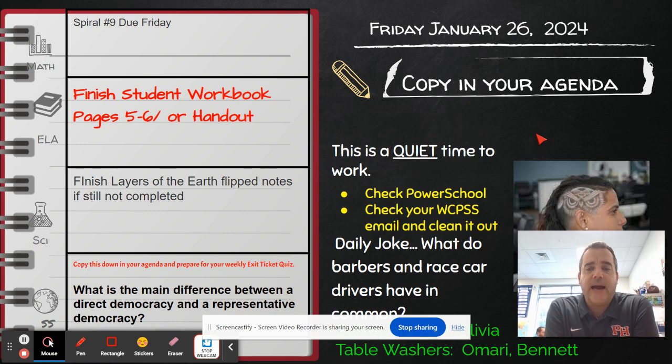When we tracked out, we finished our unit on waves. And yesterday, we hit the ground running. We did not waste any time. We started our new unit of Layers of the Earth. It's a 4-part unit. The first is Layers of the Earth. Spent about 2 weeks on that.